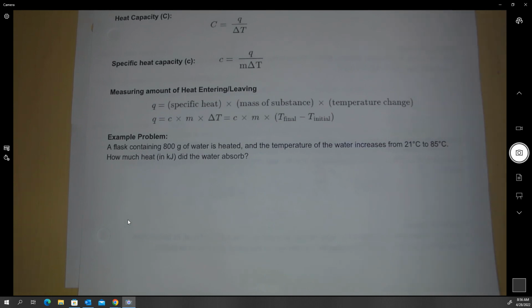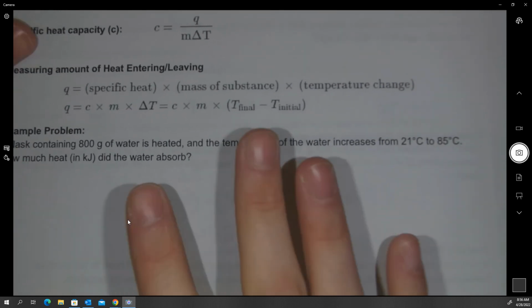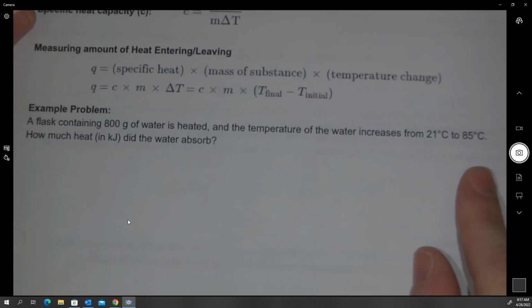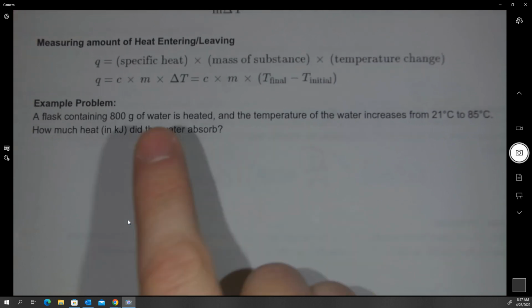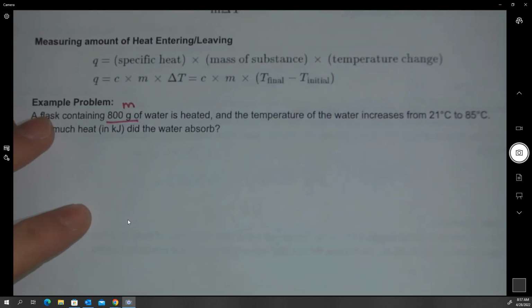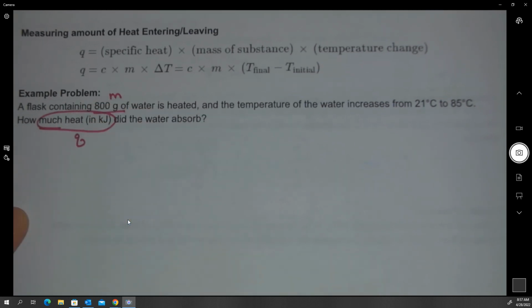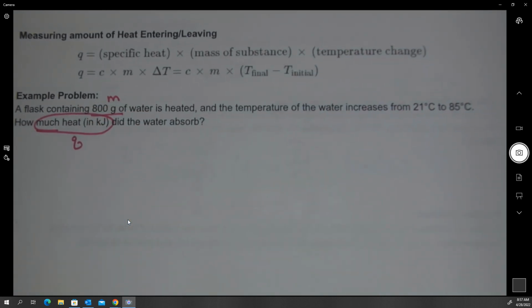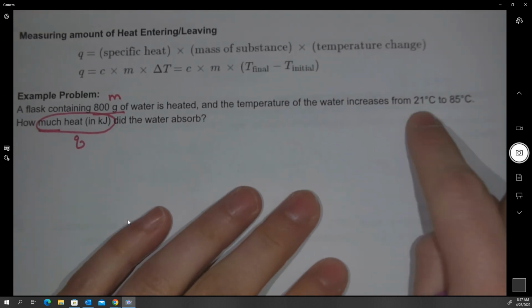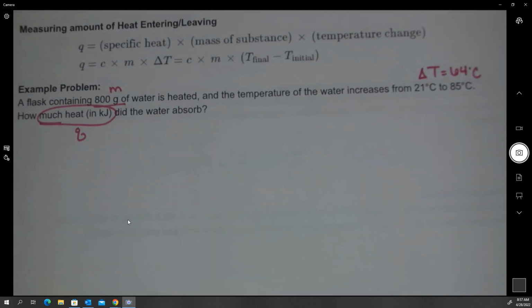So we have a flask that contains 800 grams of water, and that water is heated and increases from 21 degrees to 85 degrees Celsius. It wants to know how much heat in kilojoules the water absorbed. So 800 grams of water, that's going to be our mass. It says how much heat in kilojoules, that means we're solving for Q. And then our temperature change, 85 minus 21, should give us a temperature change of 64 degrees Celsius. We've got Q, we've got M, we've got our delta T.